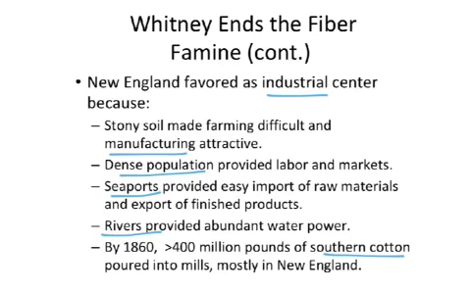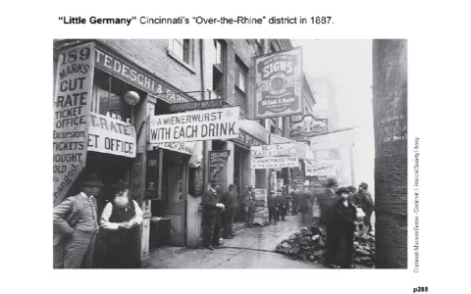New England is favored as the industrial center because of the stony soil that made farming very difficult, and so manufacturing as an industry was attractive. There was a dense population which provided labor and markets. They had seaports which provided easy import of raw materials and export of finished products, and rivers provided abundant water power. So by 1860, greater than 400 million pounds of southern cotton was pouring into the mills in the New England area, but mostly specifically in New England.